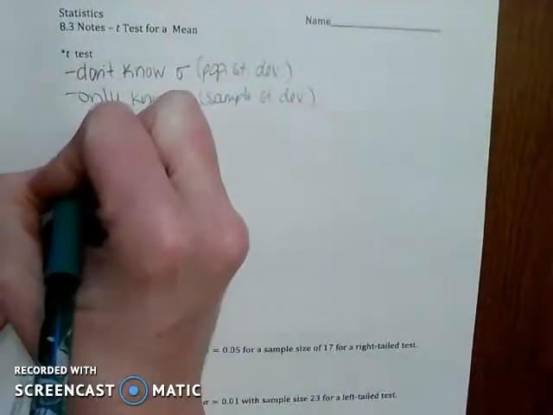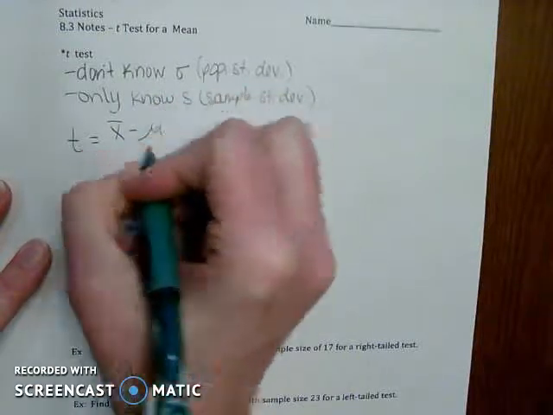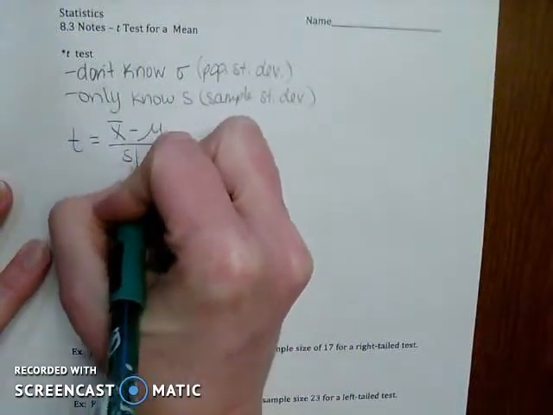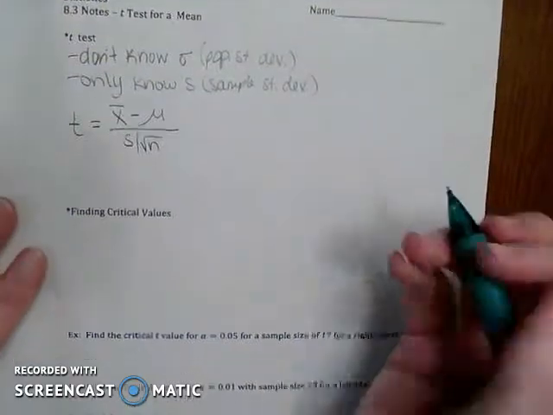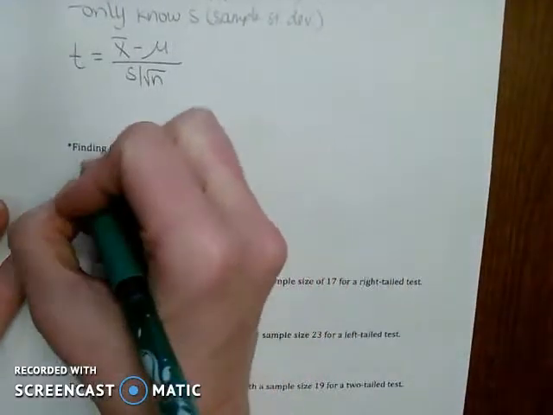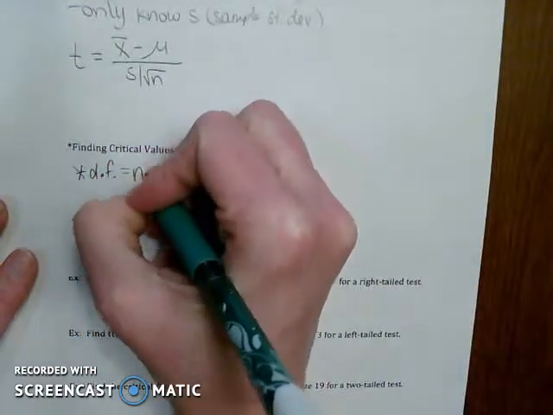All right, so your t-score is going to look like this. X bar minus mu, that doesn't change. The only change is it's s over the square root of n rather than sigma over the square root of n. So everything else is still the same. When you find your critical values, just like in chapter 7, your degrees of freedom is n minus 1.